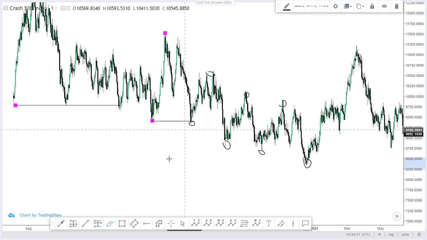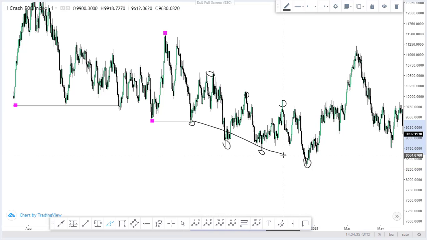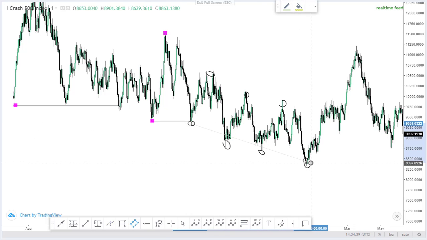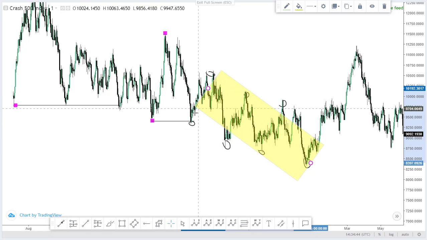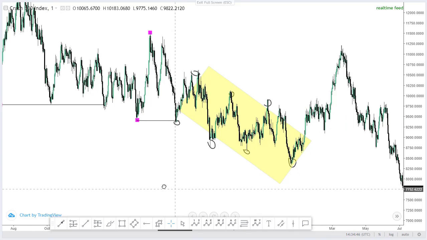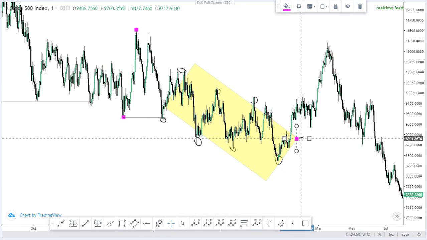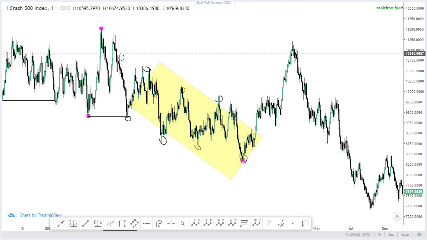Now on this level, mark your range structure. After marking this level as your range structure, try to understand that your main lower low is here. This is your main lower low. This is how to deal with order flow. This is your main lower low.